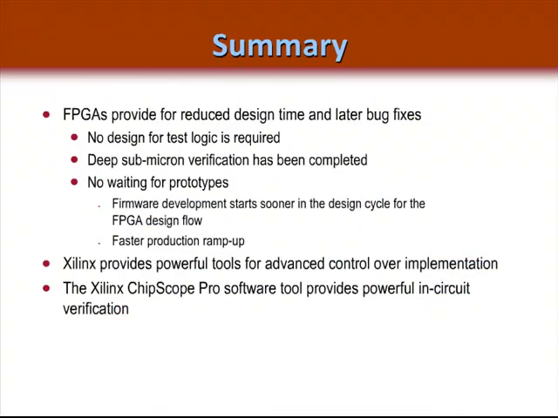In this module, we had a look at the differences between the ASIC and FPGA design flows. These flows were different primarily in that the ASIC flow requires much more verification and equivalency checking. We learned that the FPGAs don't require test logic to be added because there is dedicated JTAG logic and the FPGAs have already been verified, which also means that deep submicron verification is not necessary in an FPGA flow. There is also no waiting for prototypes with FPGAs, which means that firmware development can begin earlier and production to a finished product is completed faster.